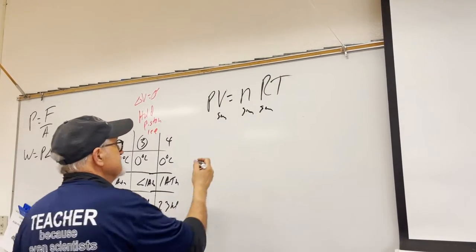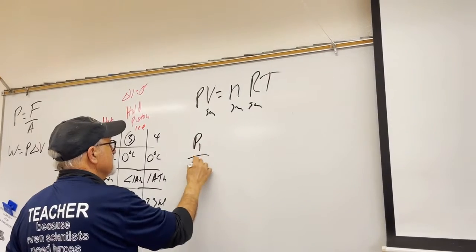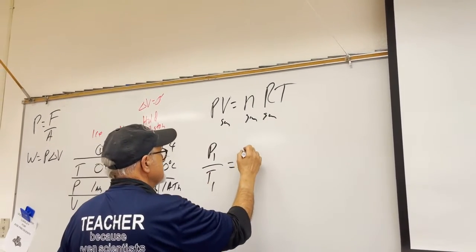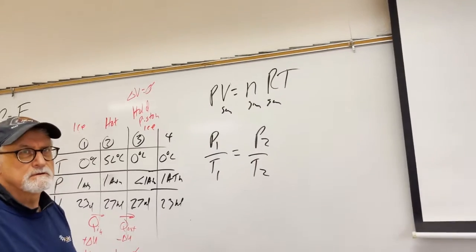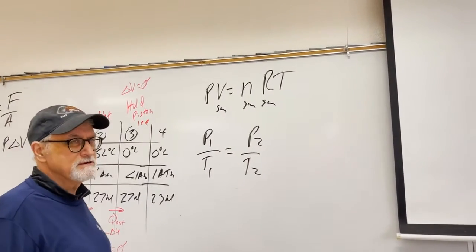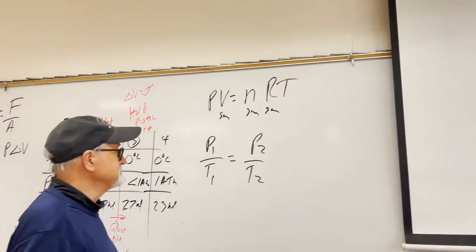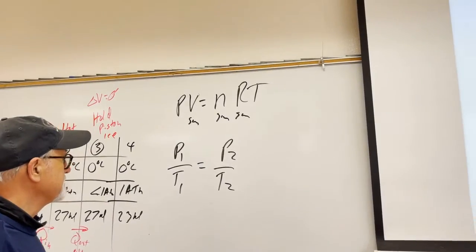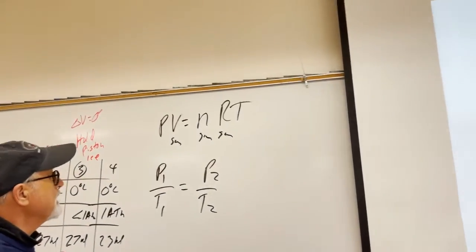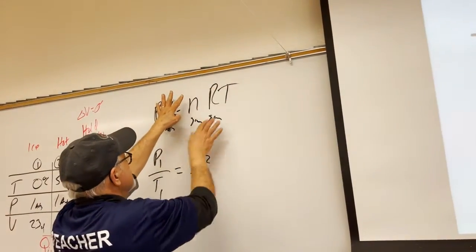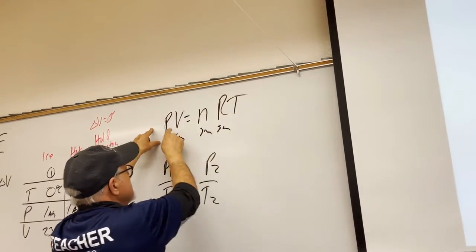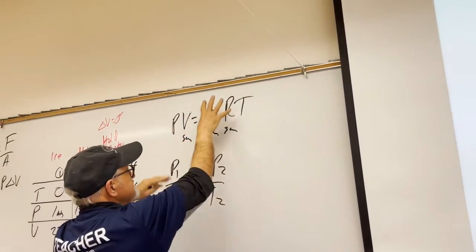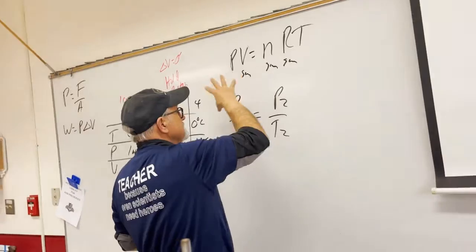So isn't it P1 over T1 is equal to P2 over T2? Is that right? I forget which is Boyle's law, Charles' law, Gay-Lussac's. I forget which ones are which, but that makes sense because if you divide by T, that's your ratio. And this constant is going to stay the same, so we set the ratios equal. Boom. So it's going to be the same.